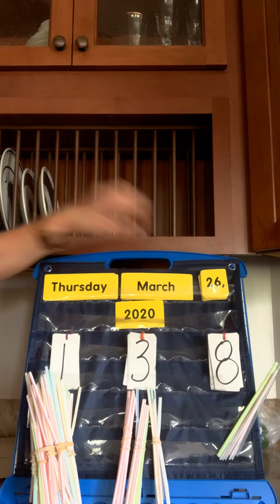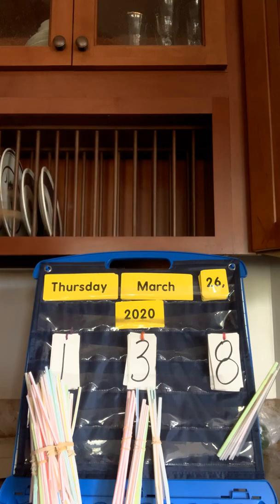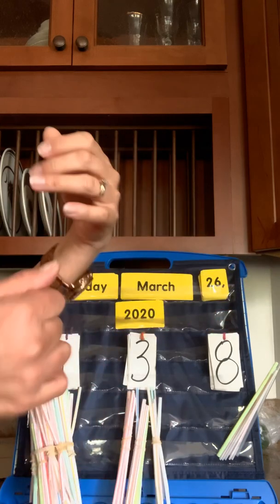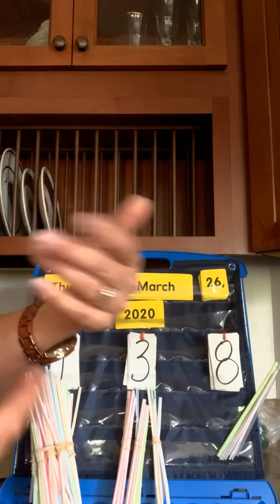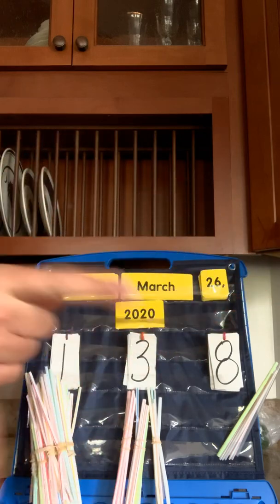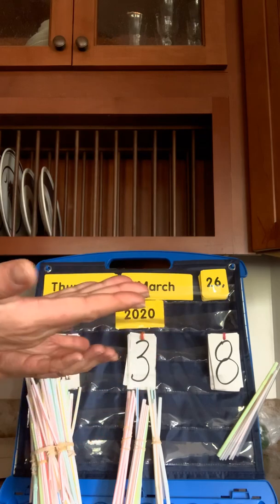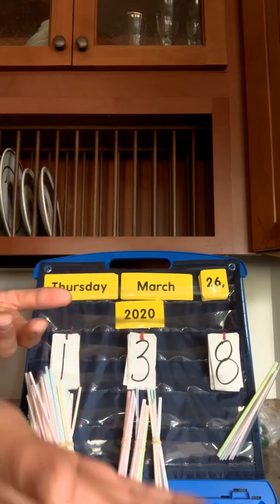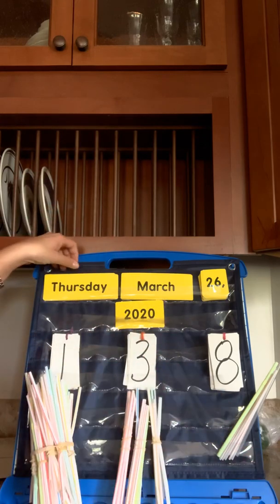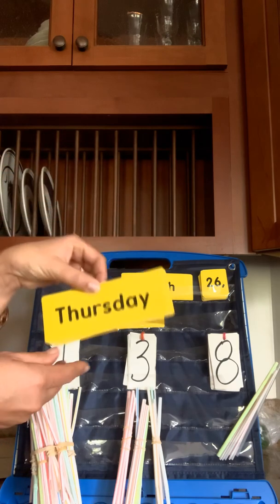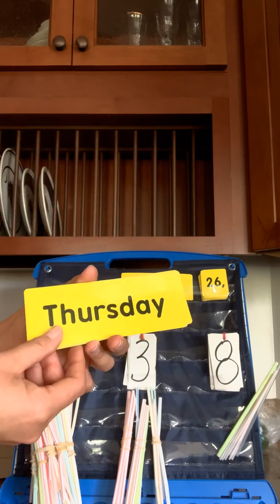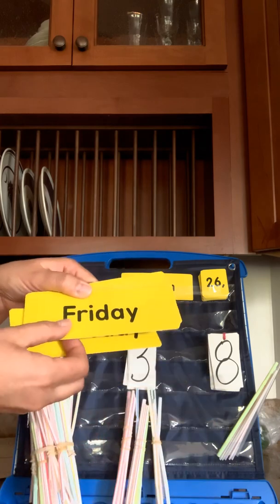But remember, there are 7 days in a week. Sunday, Monday, Tuesday, Wednesday, Thursday, Friday, Saturday. Can you tell me what's today? Not Thursday, but Friday.